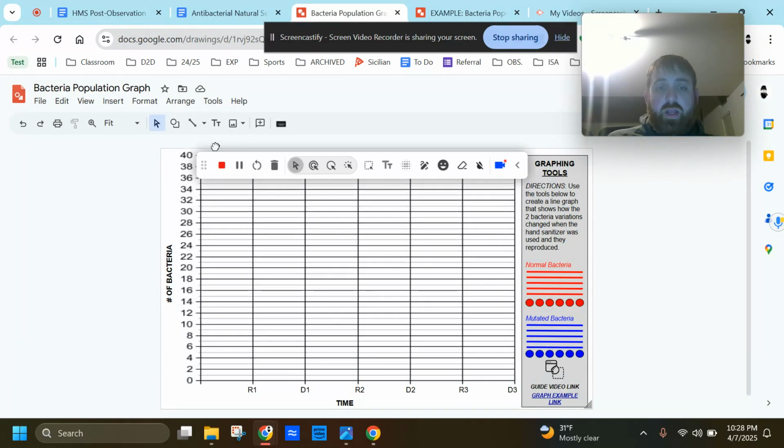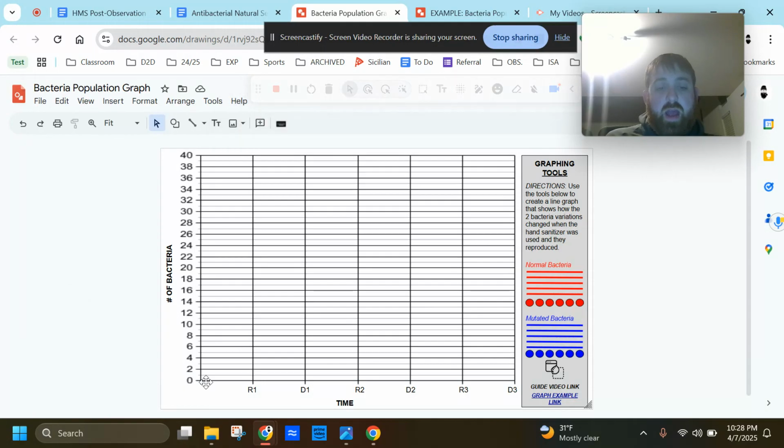If you notice, looking at our graph here, on our x-axis at the bottom, we have 6 very different times in our lab: R1s representing the reproduction times, and D1s, 2s, and 3s representing the times when we gave our bacteria doses of hand sanitizer. On the left-hand side, you'll see numbers for our y-axis representing the number of bacteria. For our graph, you are going to be showing how our normal bacteria, our marshmallow bacteria, had changed in population at each of these 6 times within our lab.